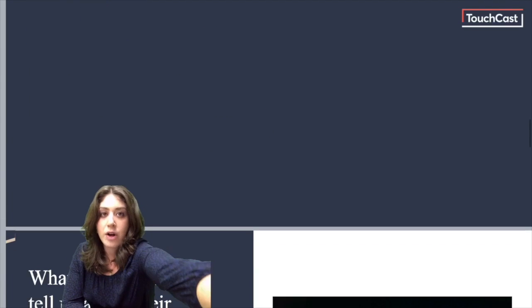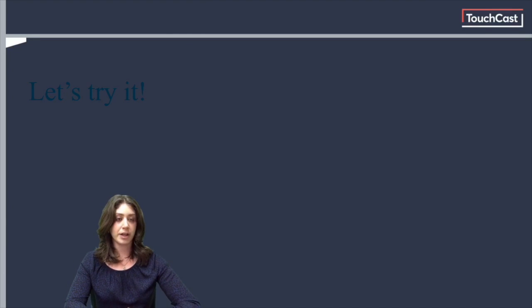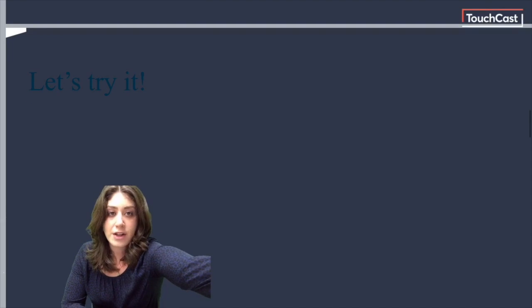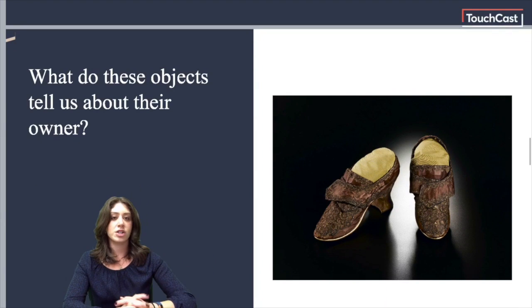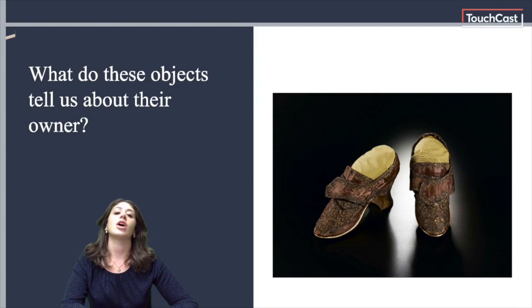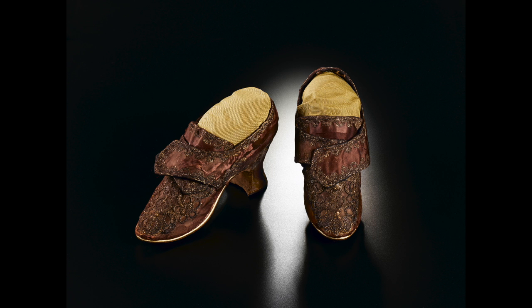So now we're going to try it, and I'm going to give you an example using some resources from Mount Vernon's collection. And the question that we're going to be asking ourselves, essentially our essential question, will be, what do these objects tell us about their owner? So the object we're going to be looking at is over there on the other side of the screen, and we're going to work through a couple different exercises that you can do with your students to help them through the process of analyzing an object.